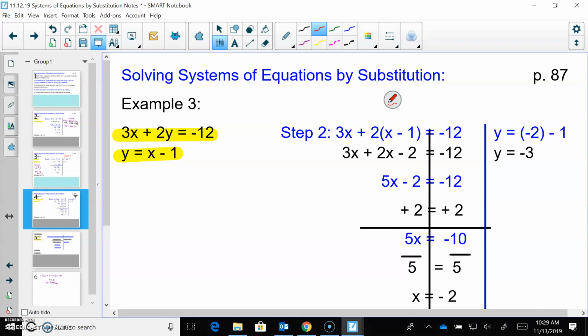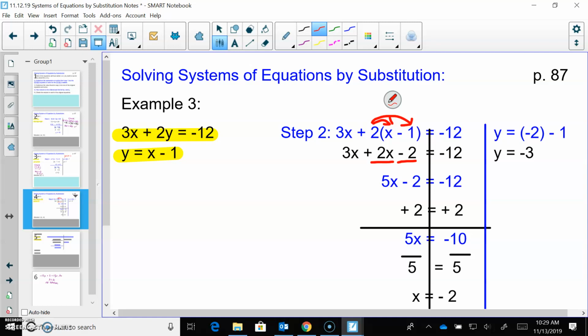Because I have a 2 and then a set of parentheses right there, I'm going to distribute that 2 to everything on the inside. So when I do 2 times x, that's where I got the 2x. And then 2 times negative 1 is where I got the negative 2. So that's how I distributed it.